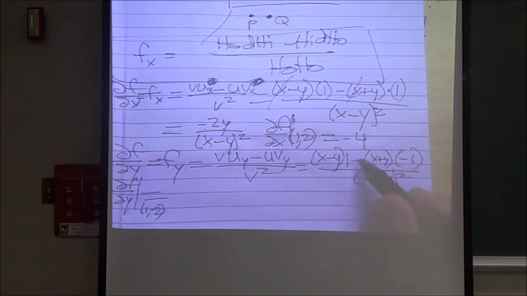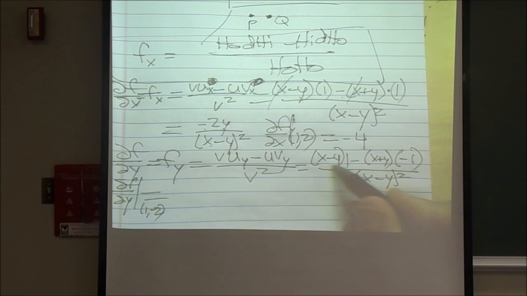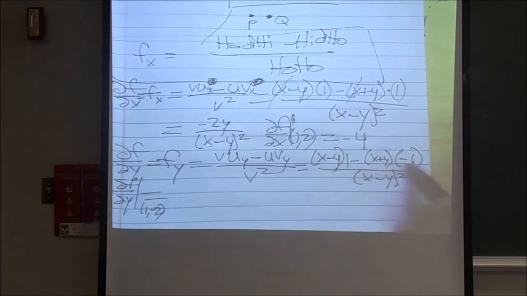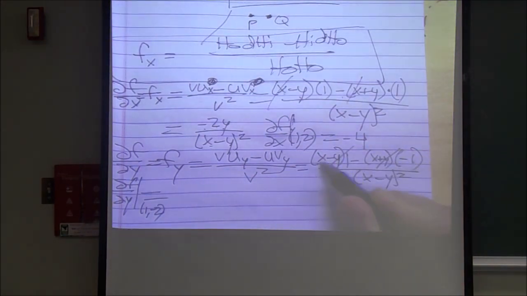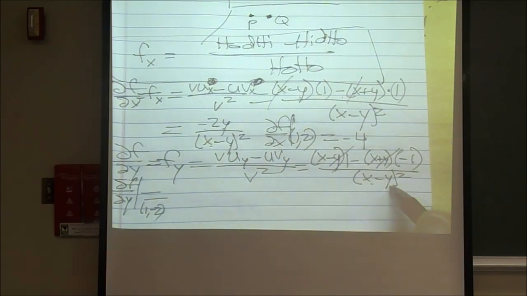And so let's see, I've got to finish doing my calculation here. This time, minus y plus y, the y's cancel, and I get 2x over x minus y squared.